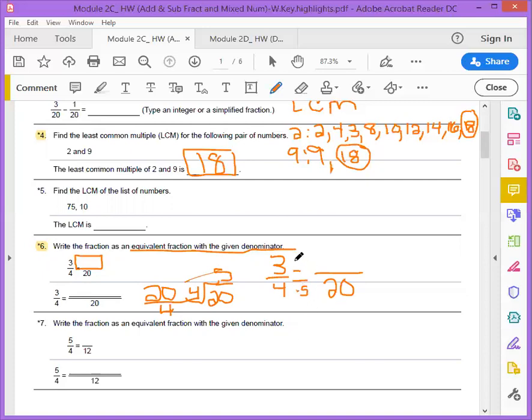That lets you know what you had to multiply the 4 by in order to get 20 in the denominator. And whatever you multiply the denominator by, you must also multiply the numerator by. So in the numerator, we have to multiply 3 times 5. That numerator becomes 15. That's our answer, 15 in the numerator.